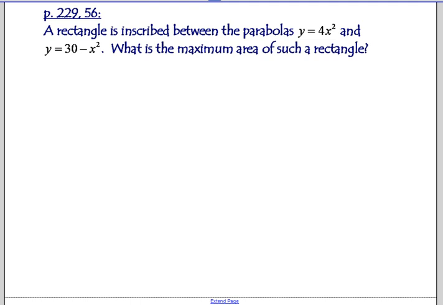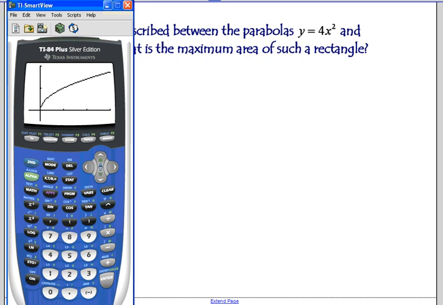So here's 56. It's a rectangle inscribed between the parabolas y equals 4x squared and y equals 30 minus x squared. So we've got a rectangle in there. And what is the maximum area of such a rectangle? Again, we're going to assume this rectangle is oriented horizontally and vertically and not at some weird angle. So let's take a look at our graphs here and make sure we get those in first.